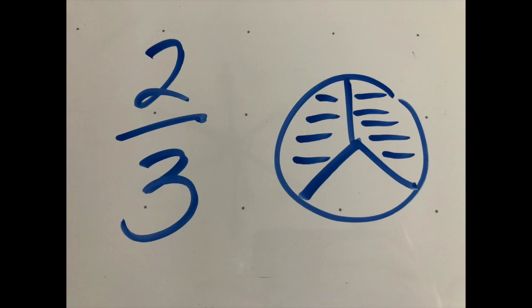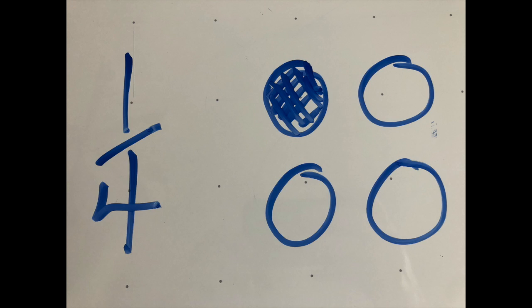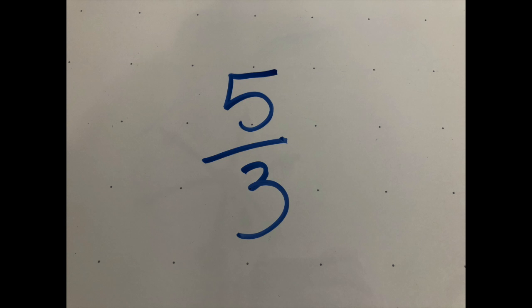So here's an example of a common fraction. 2/3, that's easy. 5/6, hard to say sixths. And 1/4. Everybody knows 1/4. But what happens when you see something like this? 5/3.